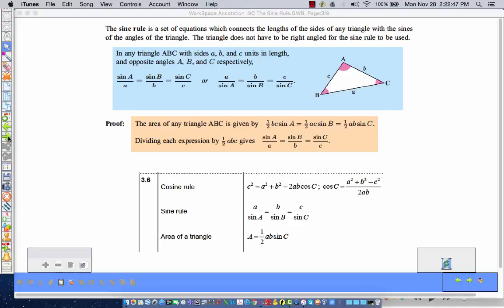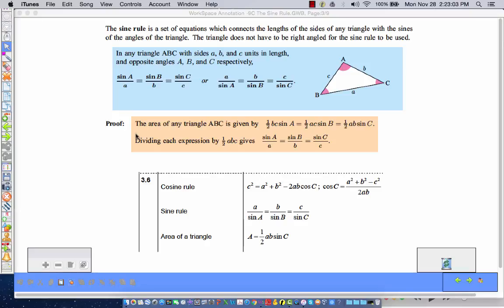Alrighty then. Sine rule, here it is. I'm not going to read this to you. It is a relationship among the angles and sides of any triangle. And the proof is really, really nice.